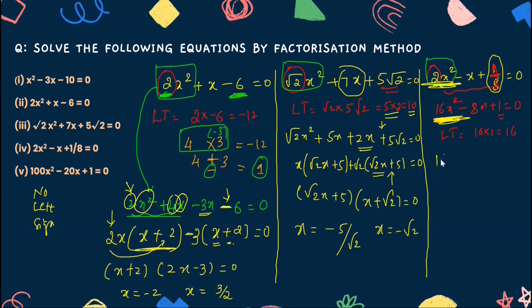So take now 16x square. See, if you multiply, you should get 16. And if you add or subtract, you should get 8. So I will write minus 4x, minus 4x. And here I will write 4 into minus 4, minus into minus plus, 4 into 4, 16.